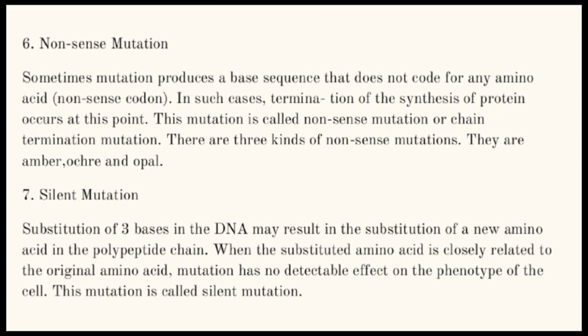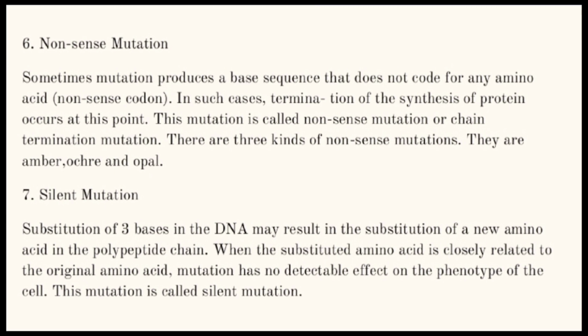Sixth, nonsense mutation. Sometimes mutation produces a base sequence that does not code for any amino acid. In such cases, termination of the synthesis of protein occurs at this point. This mutation is called nonsense mutation or chain termination mutation. There are three kinds of nonsense mutation. They are amber, ocher, and opal.